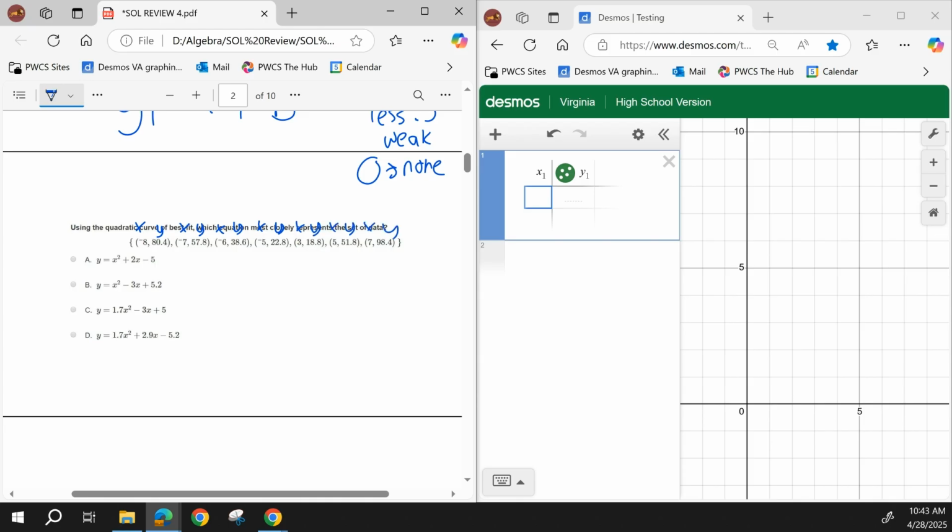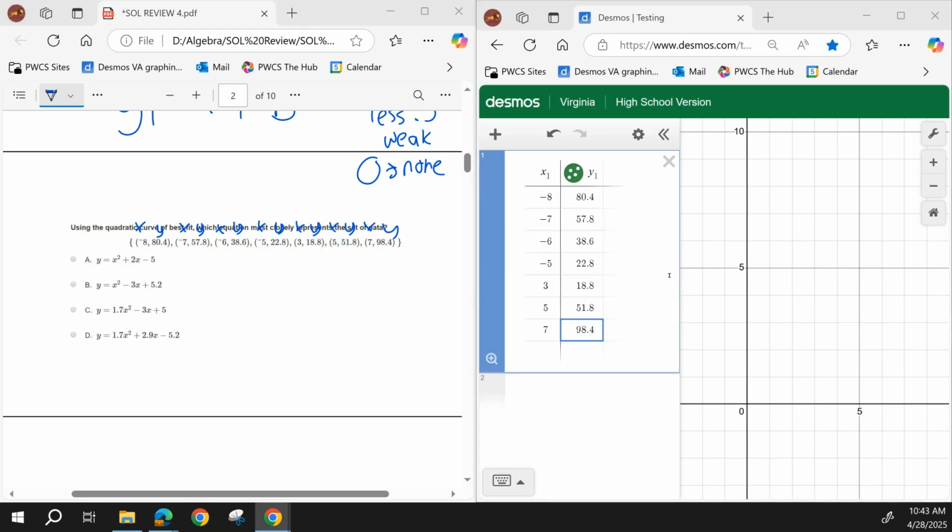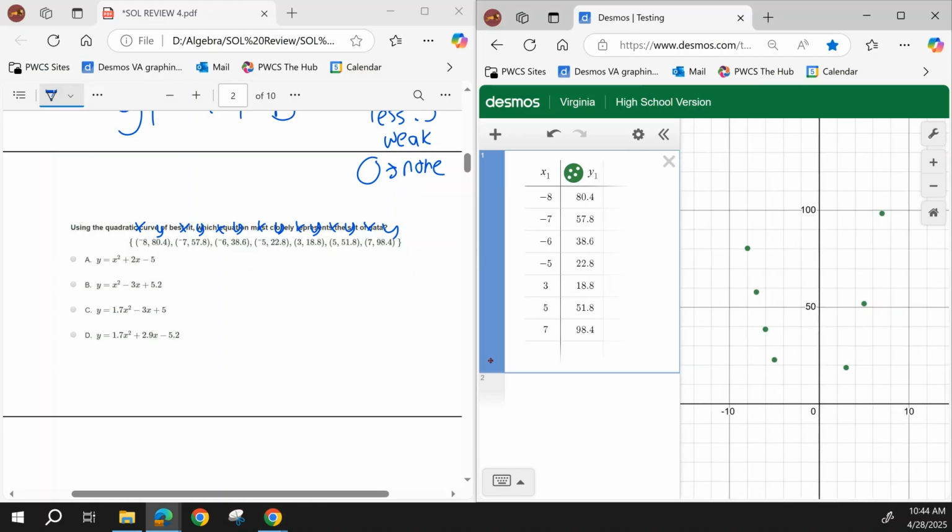And we're going to put these into the table. So I'm going to pause here and put them into the table, and then come back. So I've put my data points in here, and I'm going to click the zoom fit, and it's going to show me them. This is asking for a quadratic curve of best fit.